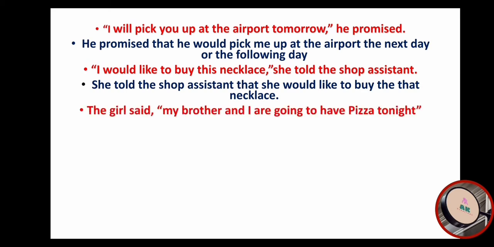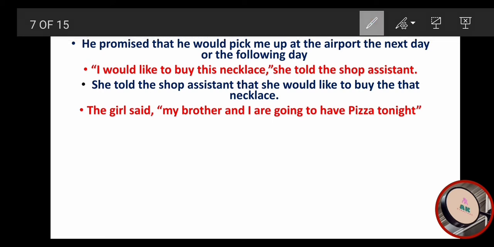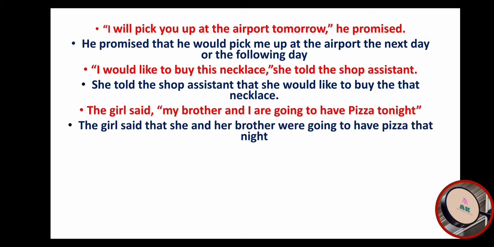Okay, next example. The girl said, my brother and I are going to have a pizza tonight. What's the reporting clause here? Yes, the girl said. The girl said that her brother and I are going to have pizza tonight. How will you change it? Follow the same thing by seeing the answer. The girl said that she, obviously my will be she, and her brother.